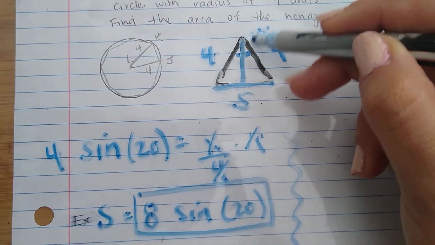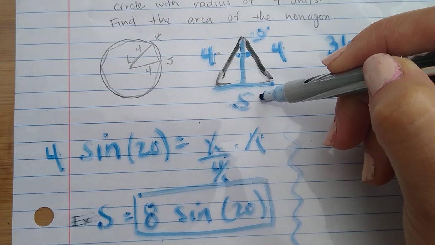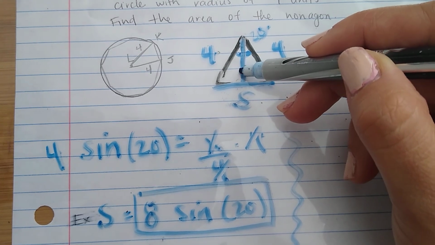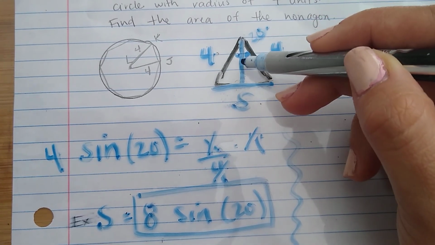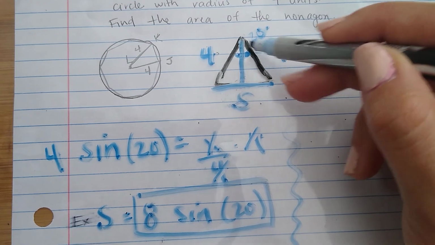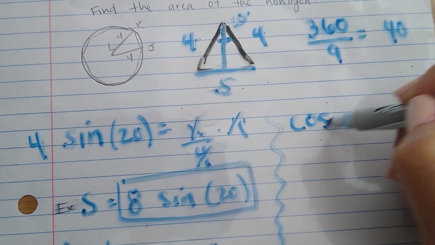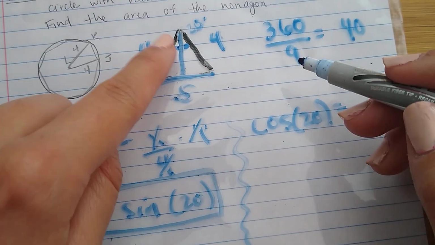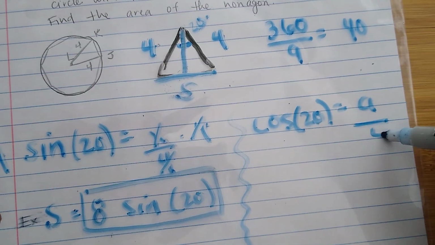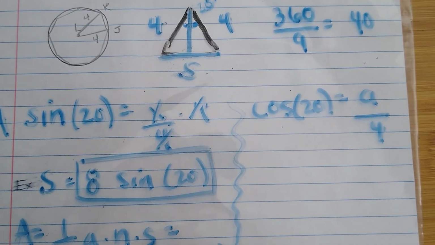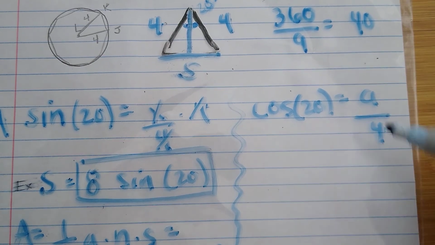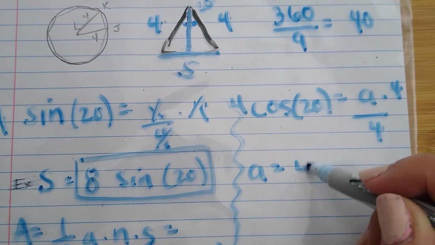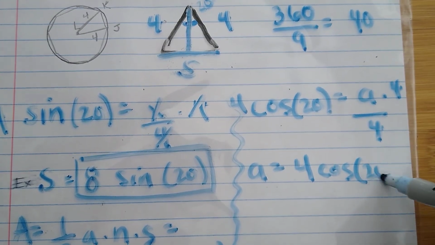So I'm going to be using the degree 20. Actually, if I do adjacent over hypotenuse, that is cosine. So cosine 20 equals, I'm going to call the apothem a, over 4, right? That's from my trig stuff that we did a while back. I multiply both sides by 4, and then I'm left with a equals 4 times cosine of 20.